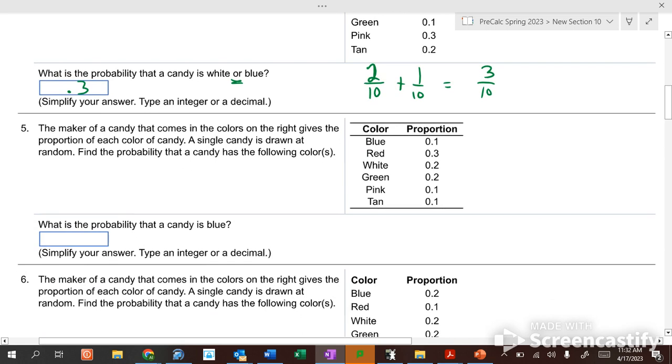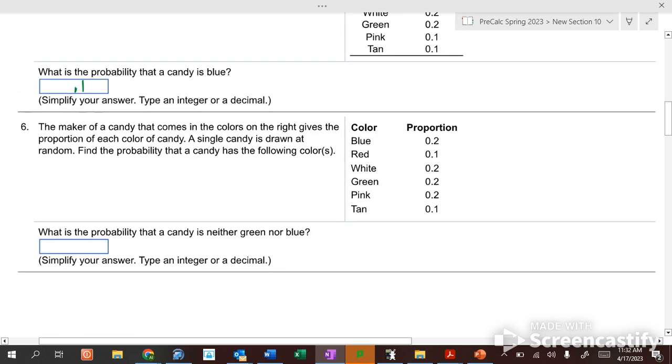All right, now what's the probability that the candy is just blue? 0.1. Now, what's the probability that it's neither green nor blue? Well, the probability that it's green is 0.2. The probability that it's blue is 0.2. You add them up to be 0.4. So not 0.4 is 0.6.